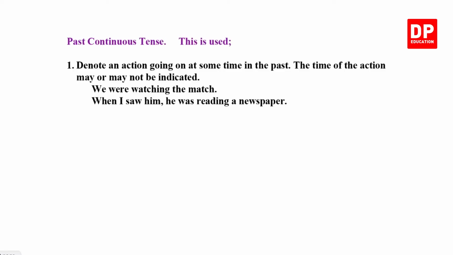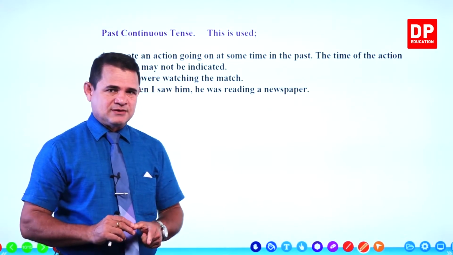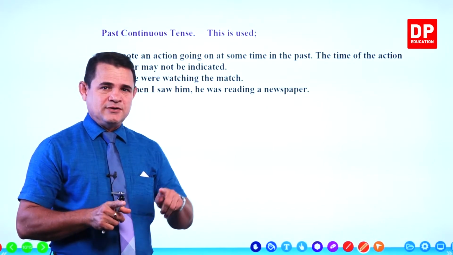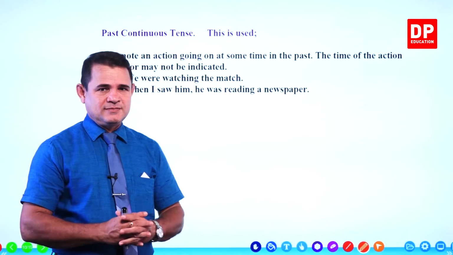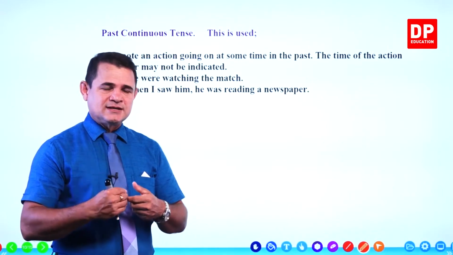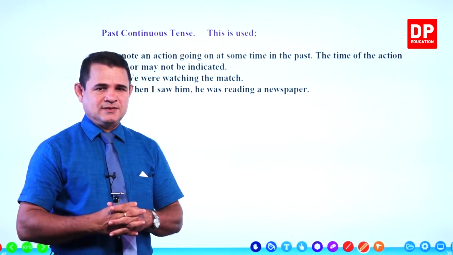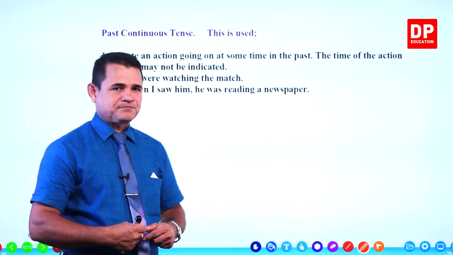Now next one is past continuous tense. So we discussed simple past tense and now the past continuous tense. When I say past continuous, you should remember we used he was drinking tea. Was plus the ing form of the verb. In present continuous it was is plus the ing form of the verb. Past continuous is was plus the ing form of the verb. That is because he is singular, right? He was drinking.